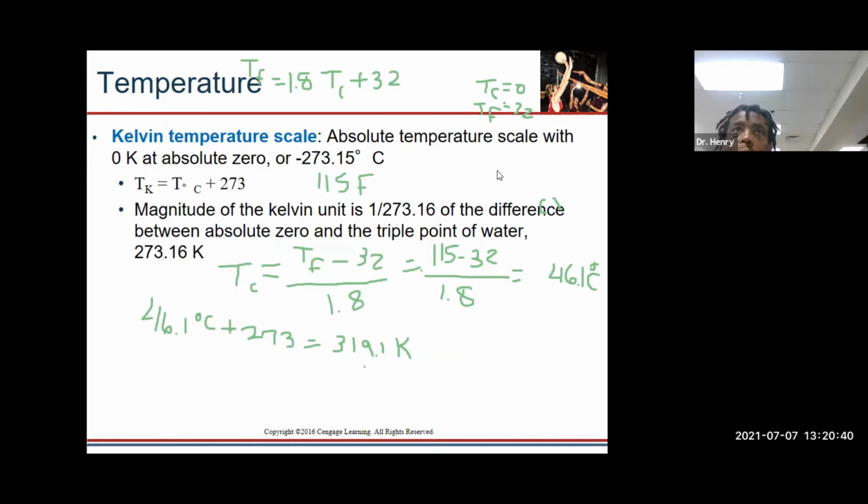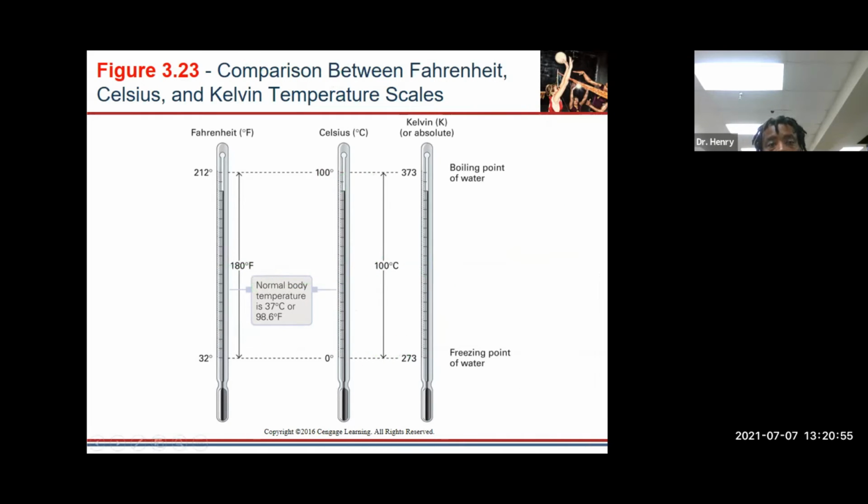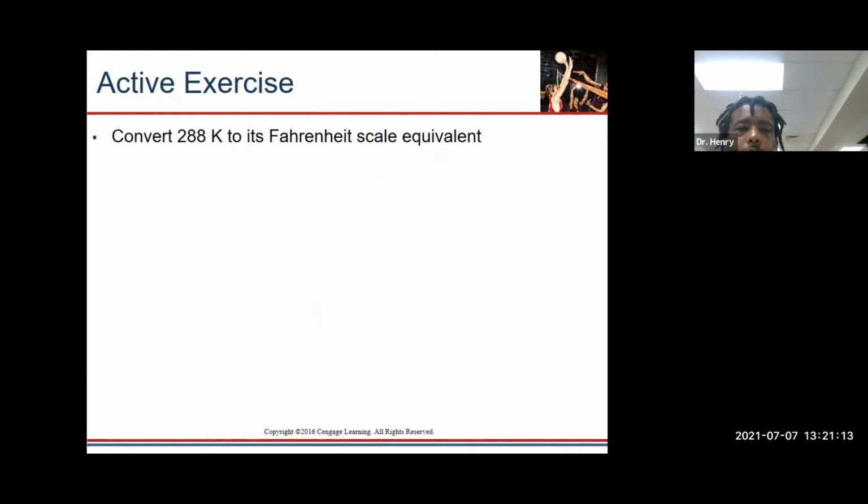Okay, so this is basically comparing all three of the different temperature scales, and so you can get a comparison of the three. Let me clear that. Okay, so let's see your skills. If we're converting 288 Kelvin to Fahrenheit, how would I go about that process?